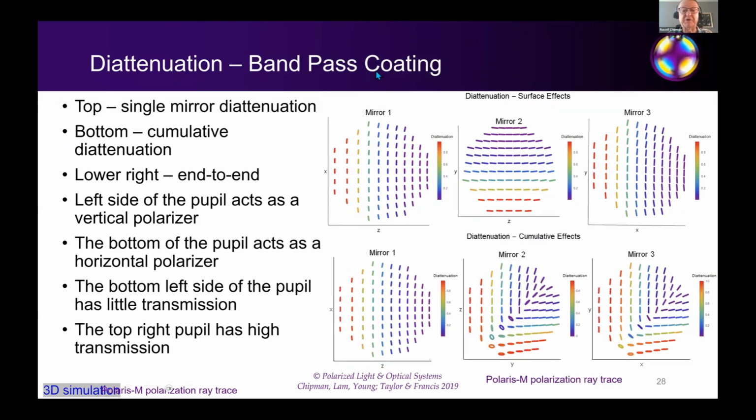For the bandpass coating, we've got a similar form to the diattenuation, but now the magnitude is much, much greater. Here, after the second mirror, our diattenuation magnitude gets up to almost 80%. And then this is the diattenuation from front to back. And we have a completely different orientation of polarization about this line here where the diattenuation tended to cancel. So the purple here is a minimum diattenuation, and then it's growing towards the left side and towards the bottom.